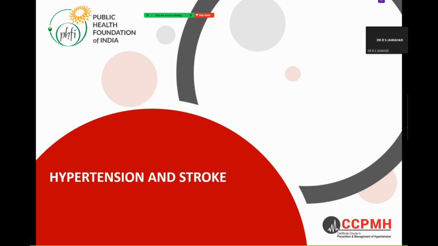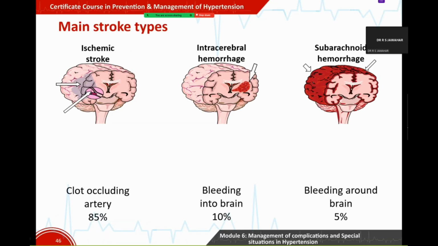In the next few minutes, we will talk on stroke, cerebrovascular diseases. It's a very good slide showing the ischemic stroke, hemorrhage, both intracerebral and subarachnoid. See the ischemic stroke area. Here the clot occluding the artery, more common, about 85% of the people.